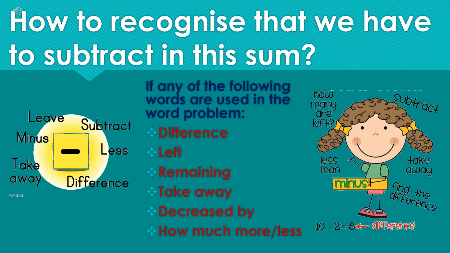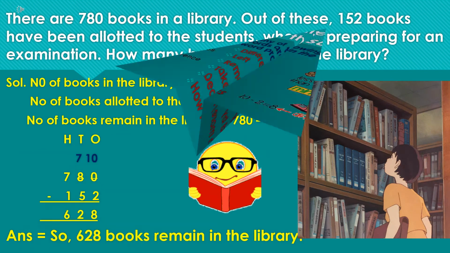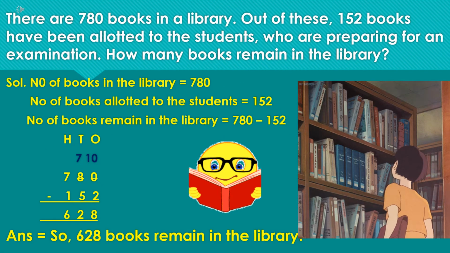If any of the following words are used in the word problem, आपको जो word problem दी गई है उसमें अगर इनमें से कोई word use हो रहा है, कौन कौन से word? Difference, left, remaining, take away, decreased by, how much more or less. If these type of words are used in any word problem, then you can understand that in this sum you have to do subtraction. Now let's learn it with the help of examples.